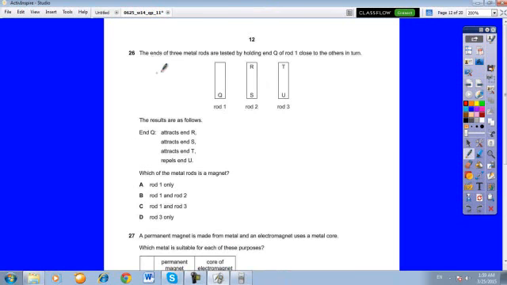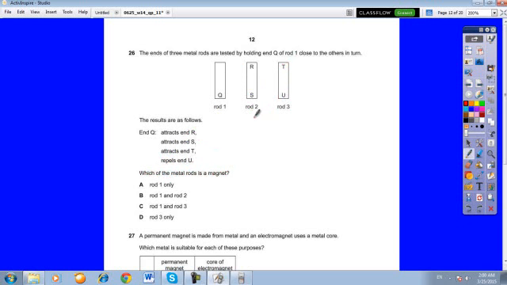26. The ends of three metal rods are tested by holding end P and Q of rod 1 close to the others in turn. The results are as follows. P attracts R, and Q attracts S, attracts also T, and repels U. Which of these rods are magnets?